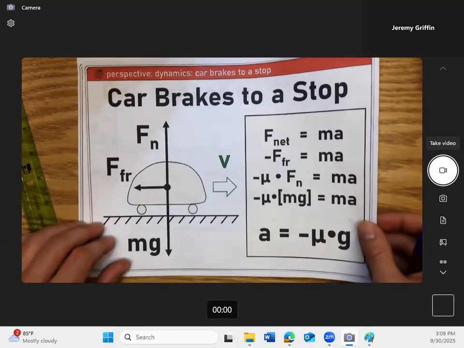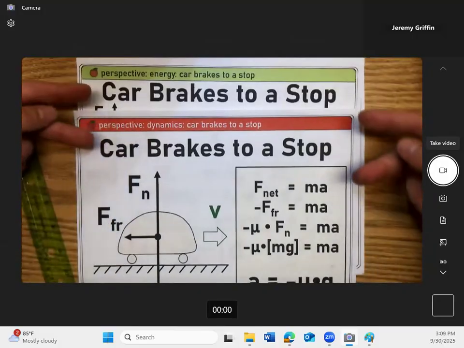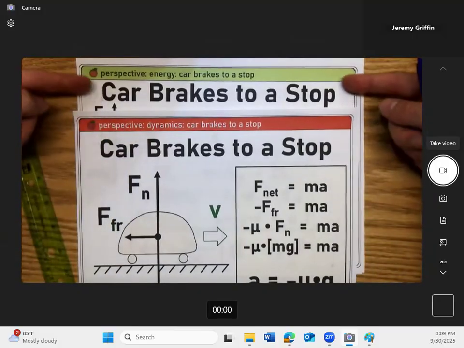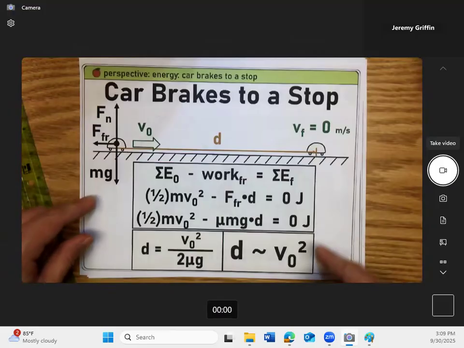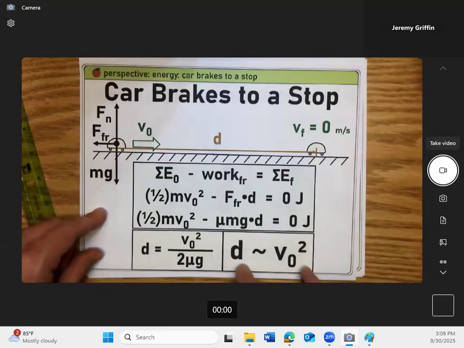Now this concept is going to show up a few weeks from now. Oh look, I got a different poster with the same title, but it's got a green banner. You guys haven't seen this yet. Right? It's braking distance. So when we eventually do conservation of energy, I'll show you guys how to find braking distance.